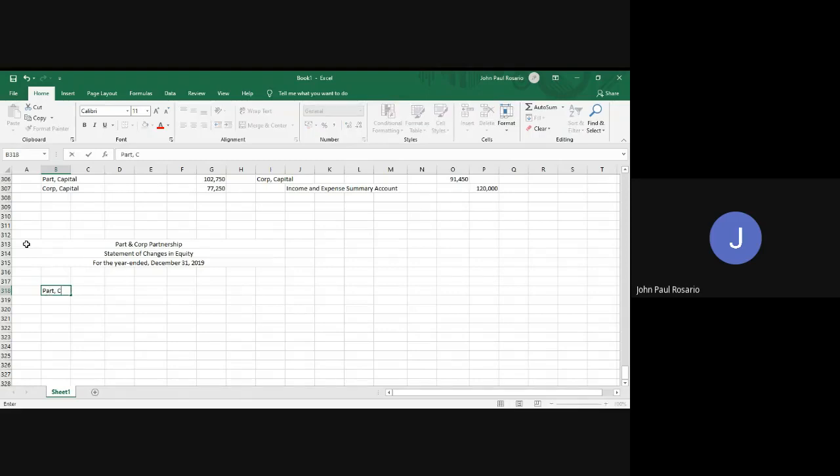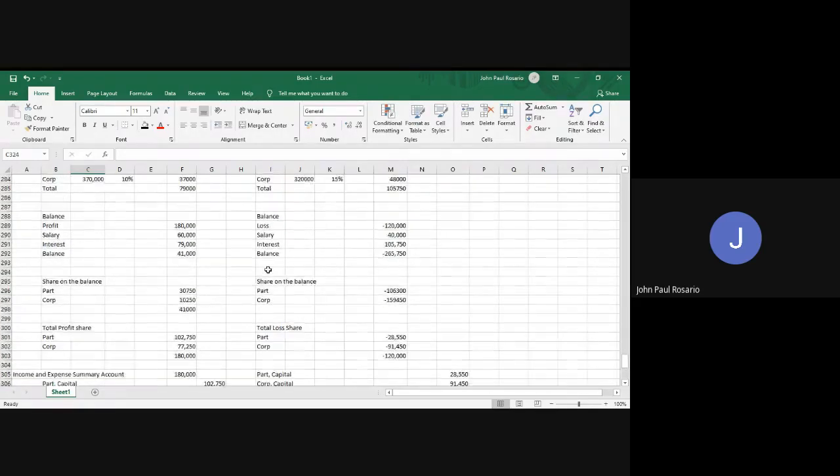So, for Part, capital. Then the beginning balance, January 1. Then add additional investment. Then add share in profit, or if it is a loss, you deduct the share in loss. Then the last line is less withdrawal. And then the ending capital, December 31.